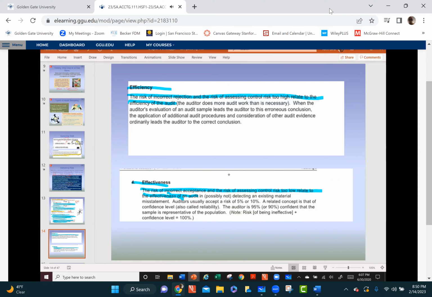So in these two cases, the risk of assessing control risk too high and risk of incorrect rejection, your audit is not efficient. Now notice the lower part of this slide, your audit is not effective if you assess control risk too low or you have suffered the risk of incorrect acceptance. Let's talk about assessing control risk too low. What happens?